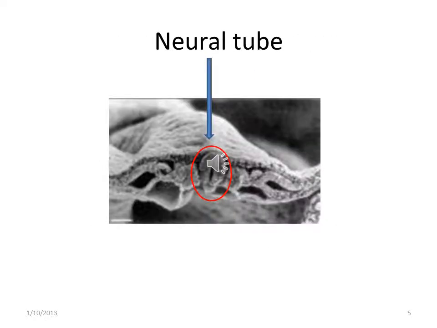The structure that's inside the red circle on this slide is an example of the neural tube, and it's shown in a scanning electron micrograph, so this is a picture of the real thing. The layer of tissue that's just above that forms the skin of the back of the embryo.